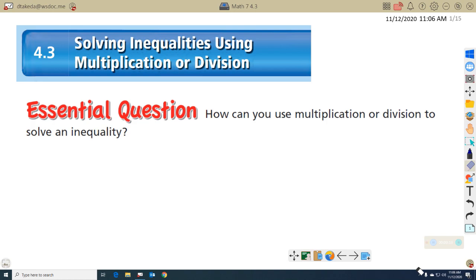This is lesson 4.3 on solving inequalities using multiplication or division, in which we ask the essential question: how can you use multiplication or division to solve an inequality? The answer is quite simply, just like you would if it was an equation. Almost. And that's a pretty big almost. So let's get started, shall we?